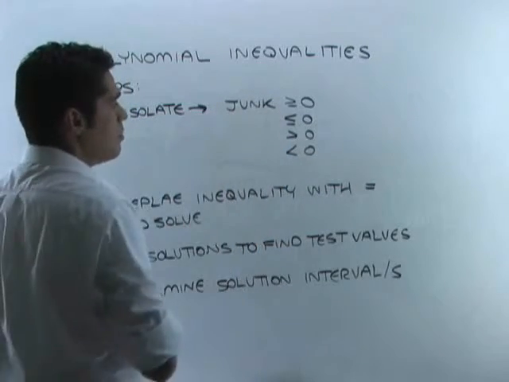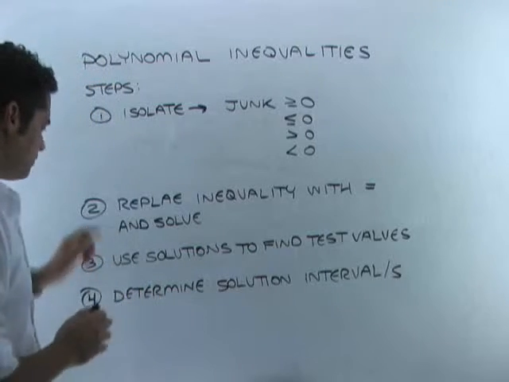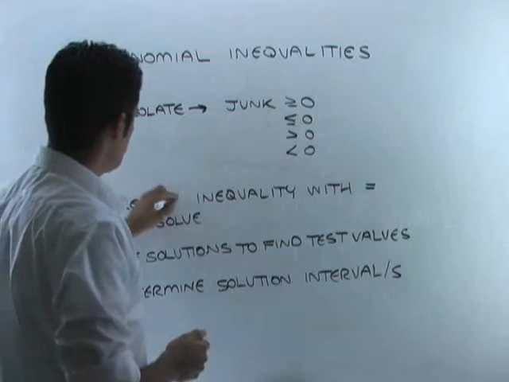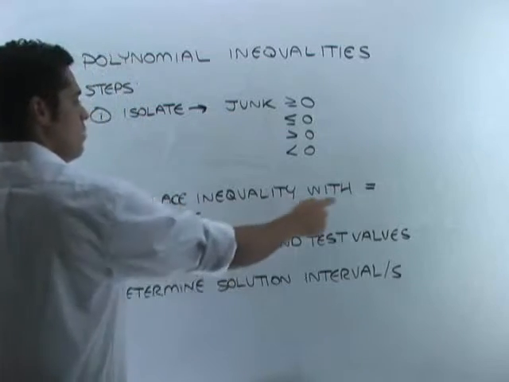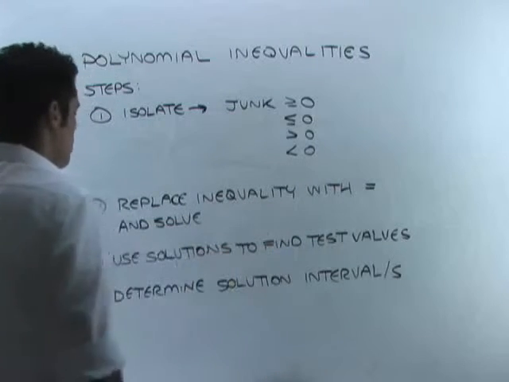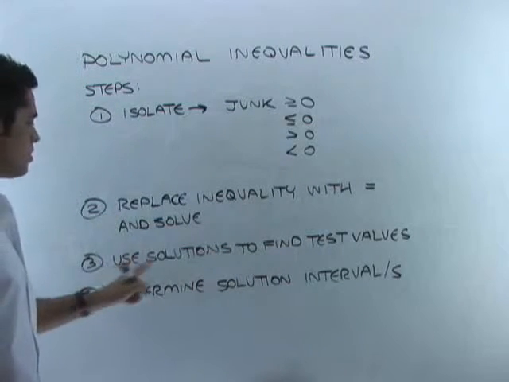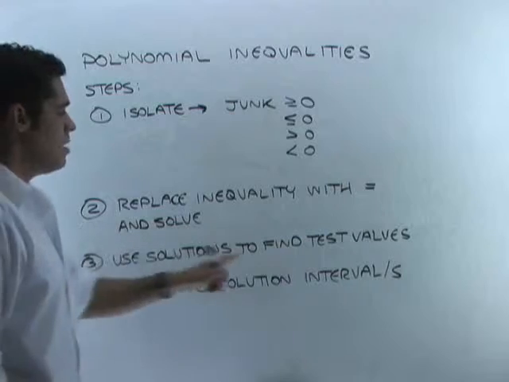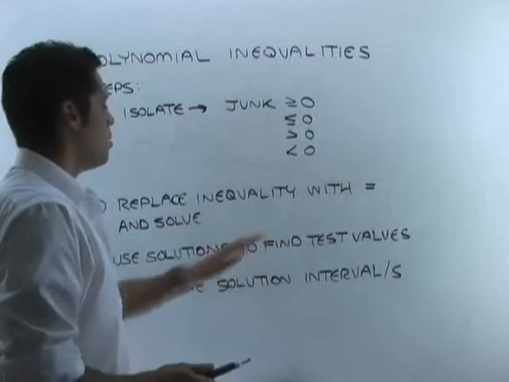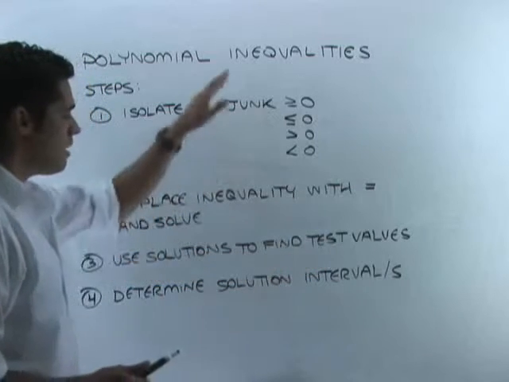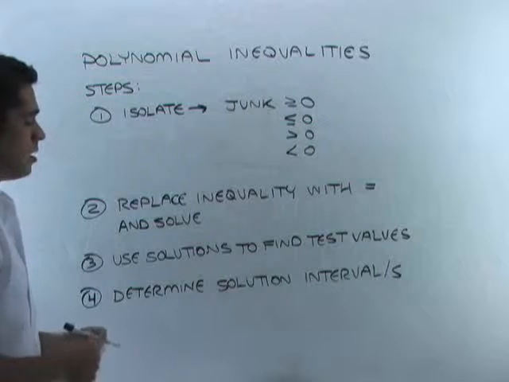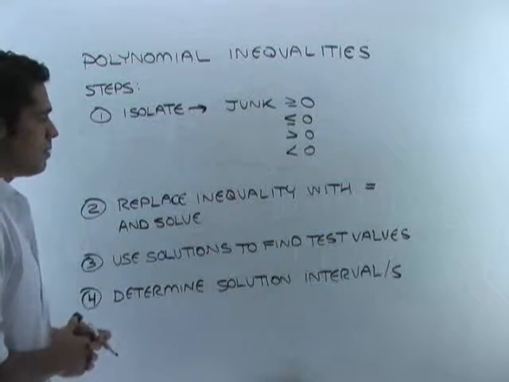Once you've got all that junk moved to one side, what we're going to do is replace, and I misspelled that there, replace the inequality with an equal sign and solve the now equation. Once we've solved the equation, we use the solutions from step 2 to write them on a number line and then find test values. We'll plug those test values into the original inequality, and then we'll use that to determine our solutions, or the interval solutions for the problem.